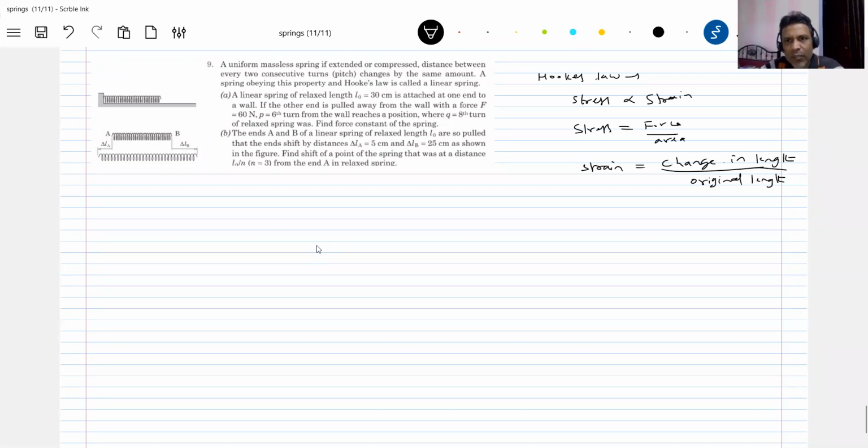He's telling some very good information here. A spring obeying this property and Hooke's law is called a linear spring. A uniform massless spring, if extended or compressed, the distance between every two consecutive turns changes by the same amount. If you look at the spring, it has turns, and the distance between two consecutive turns is called the pitch. If you take a spring, I'll draw the diagram.